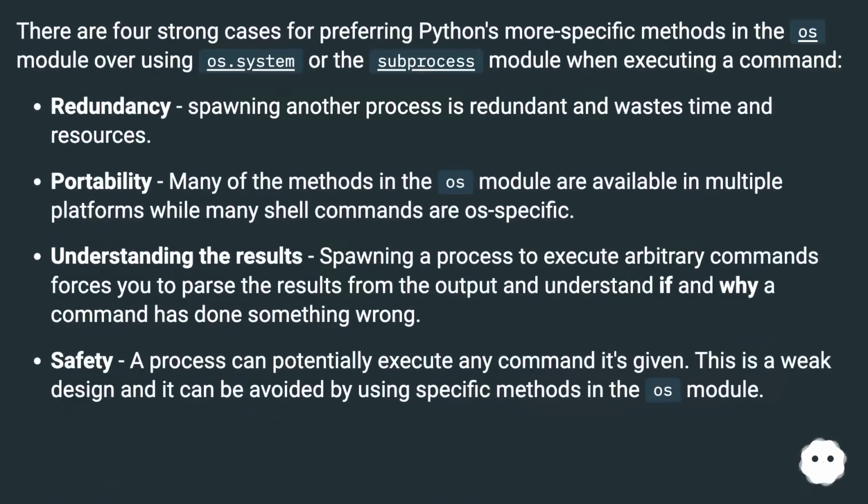There are 4 strong cases for preferring Python's more specific methods in the OS module over using os.system or the subprocess module when executing a command. Redundancy: spawning another process is redundant and wastes time and resources. Portability: many of the methods in the OS module are available on multiple platforms while many shell commands are OS specific. Understanding the results: spawning a process to execute arbitrary commands forces you to parse the results from the output and understand if and why a command has done something wrong. Safety: a process can potentially execute any command it's given. This is a weak design and it can be avoided by using specific methods in the OS module.